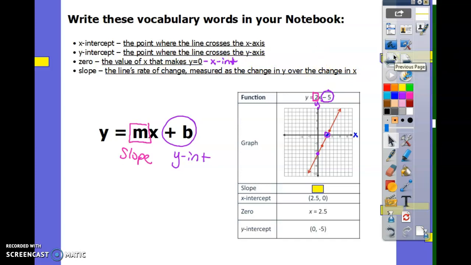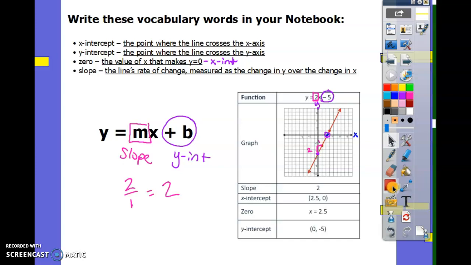the line's rate of change measured as the change in y over the change in x, which is the rise over run. You guys did this last year and the year before last. Rise over run. How much you go up and how much you go over. And if I do it by hand, I went up 2 over 1. 2 over 1. So 2 over 1 is what? Just 2. Okay, so if I uncover this, my slope is 2. My slope is 2. All right, so this is super easy. We're going to do this today.